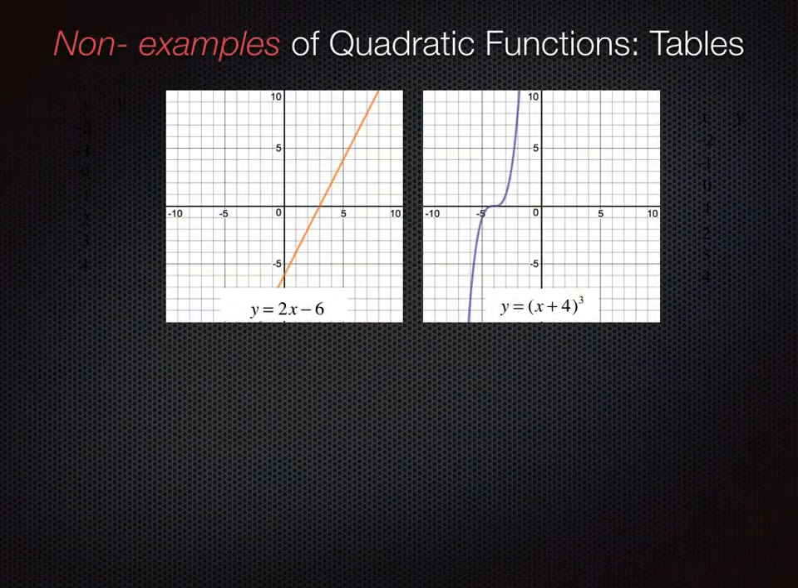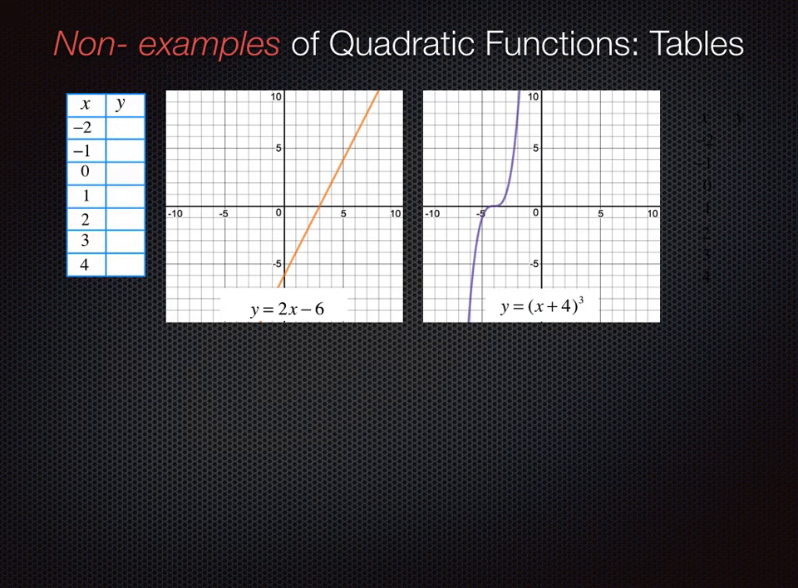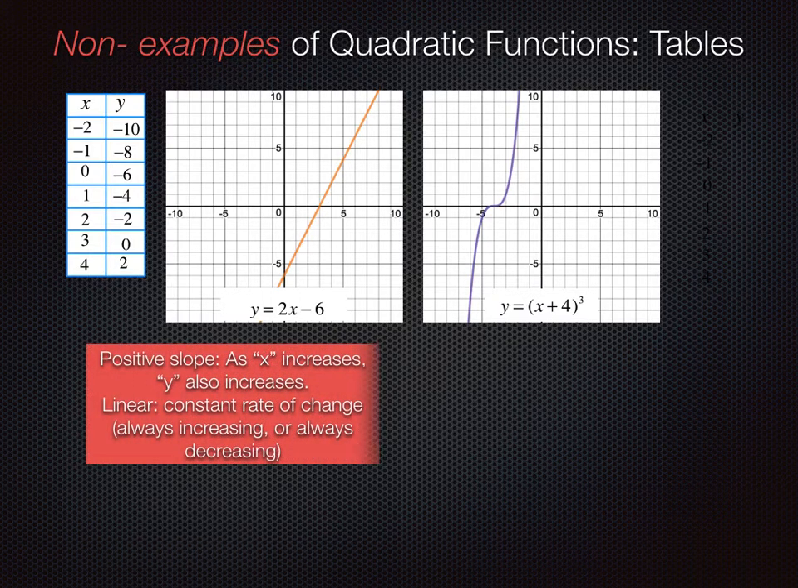Now let's look at the tables of non-examples. So in this linear table, notice as x is increasing by 1, let's figure out what our y values are. And as x increases by 1, y is increasing by 2. This particular graph has a positive slope, so therefore we expected y to be increasing as x increases. In a linear function, there'll be a constant rate of change. It will always increase or always decrease and at the same rate.